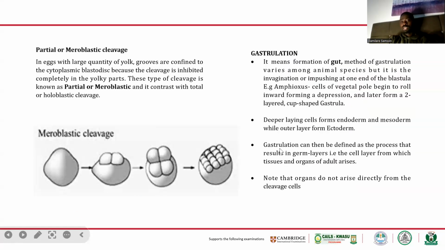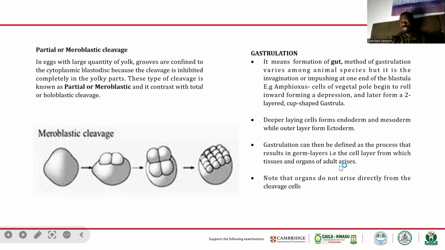Now, gastrulation can then be defined as the process that results in germ layers. So what are the germ layers we have? We have three germ layers, which are ectoderm, endoderm, and mesoderm. So those are the three germ layers that we have here. That is the cell layers from which tissues and organs of adults arise.